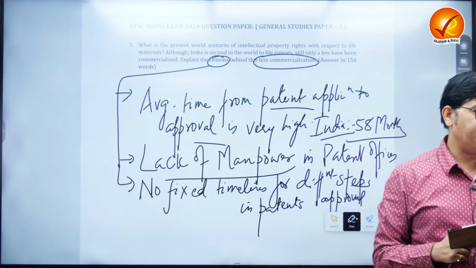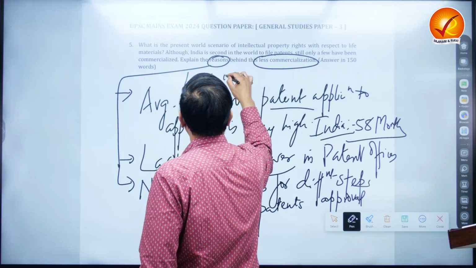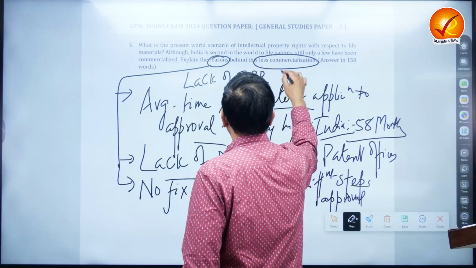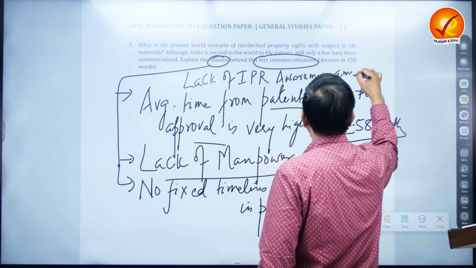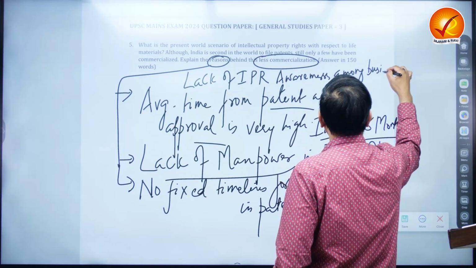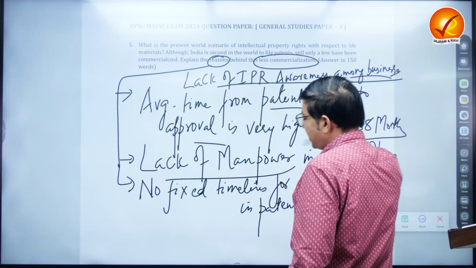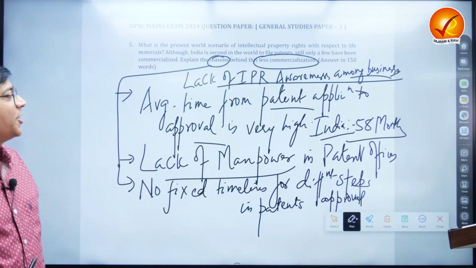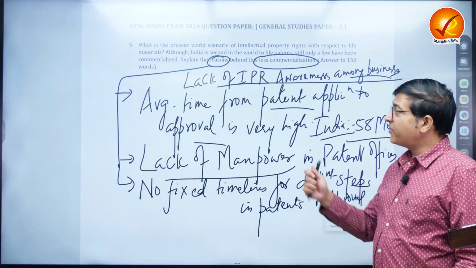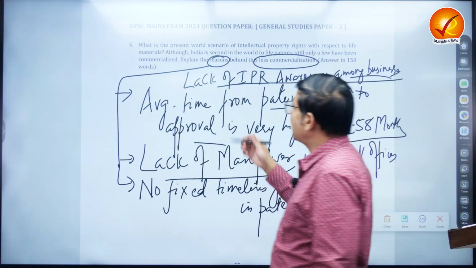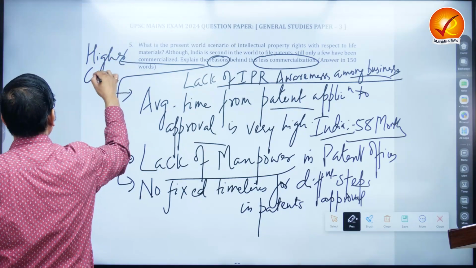For example, there is lack of IPR awareness among the businesses. It means that even if patents are provided, using those patents by the businessmen is a big challenge. Like the small industries, the MSMEs, etc., they are not much aware of the IPR. Even if they are aware, the cost is higher. So there is higher cost of IP litigation.